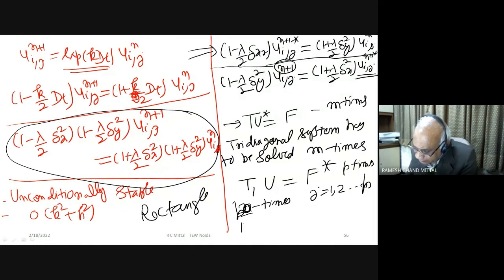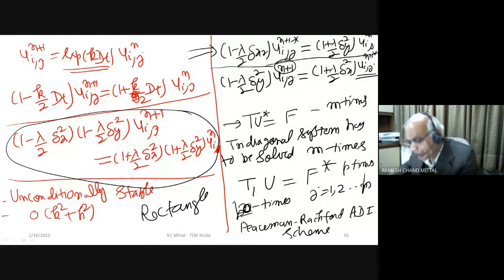I just say that this is called the Peaceman-Rachford scheme, ADI scheme to be precise, ADI scheme. So what is the ADI scheme? ADI scheme means I keep one direction fixed and use only another direction. Then I keep another direction fixed and keep on using the first direction. This is for 2D.